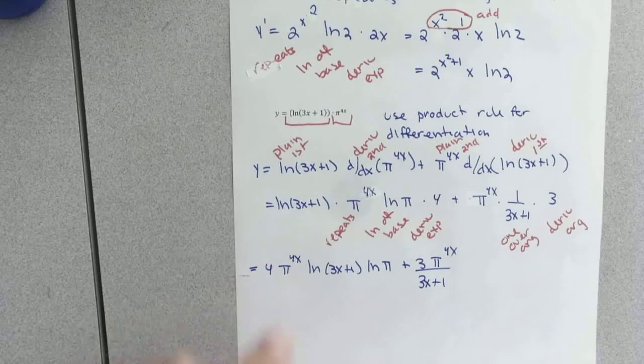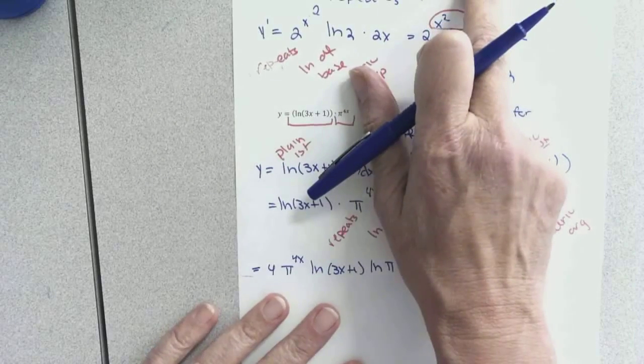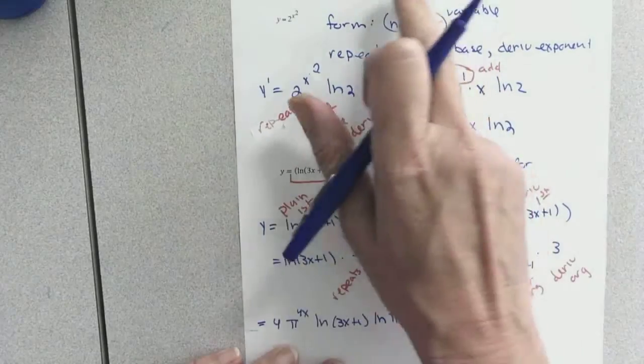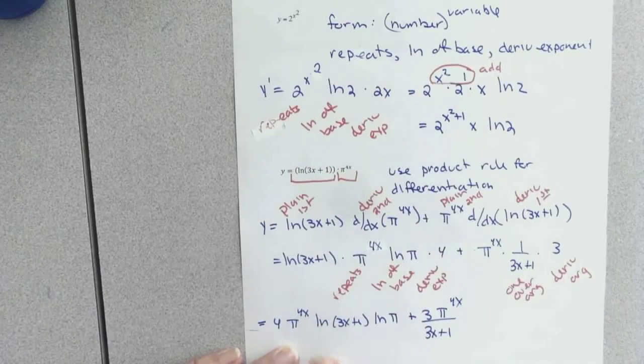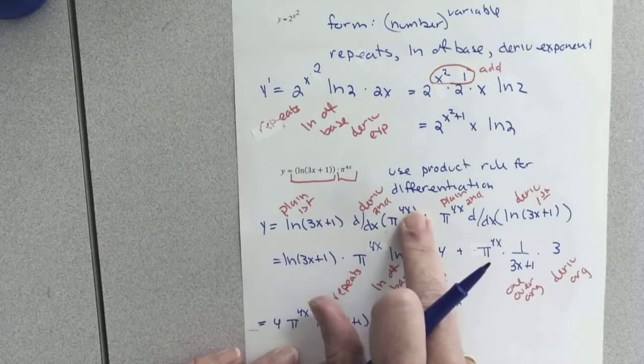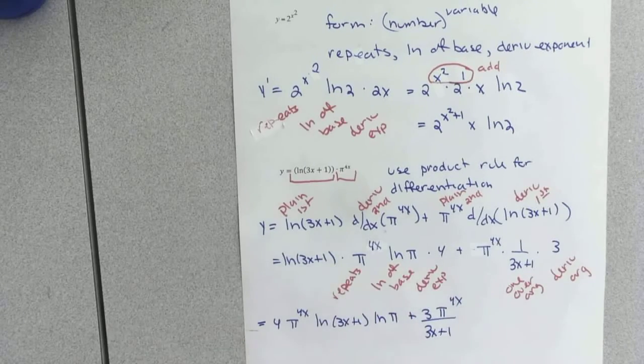So kind of recapping that, when I have a form of number to a variable, so that's up at the top of the page, number to a variable, it's repeats, natural log of base, derivative of the exponent. And that's what I had here. Number to a variable, repeats, natural log of base, derivative exponent.